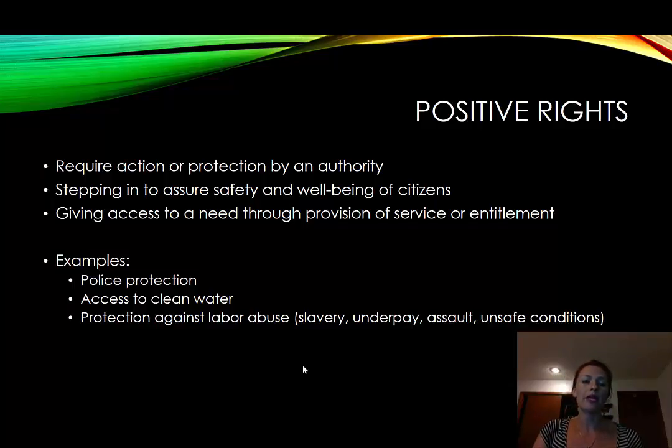Another might be access to clean water. You assume, in the United States at least, that when you turn on the tap, you're accessing safe water. That safe water is overseen by the EPA and by different government bodies who make sure that you are not going to be put in danger by it.